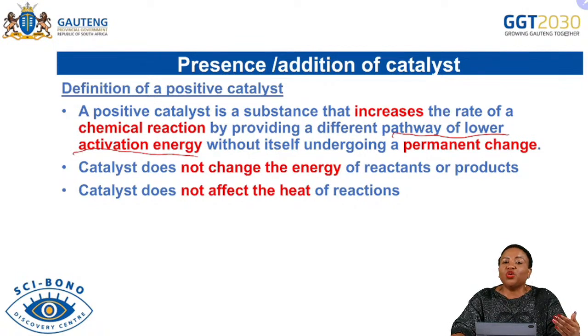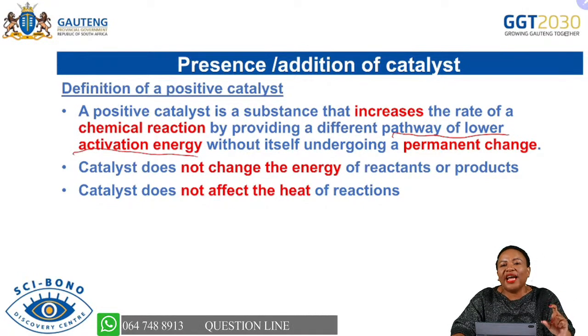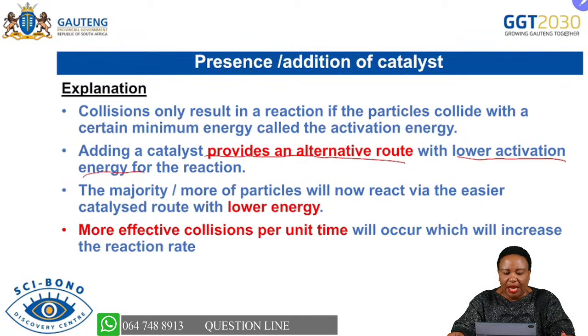And what will happen to the catalyst? The catalyst will not have a permanent change or participate in the reaction, but it will only provide an alternative pathway for the reactants to react. As it provides an alternative pathway, it will lower the activation energy, and as it lowers the activation energy, it will increase the rate of reaction. Therefore, there will be more effective collisions per unit time.